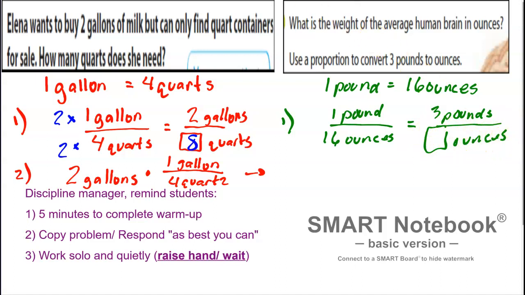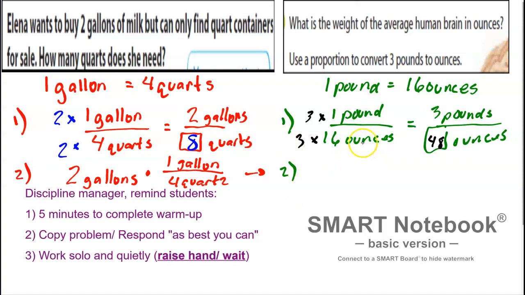For me to turn 1 pound into 3 pounds, I need to multiply by 3. So I'm going to do that down here as well, which gives me 48. Notice how this proportion method works for us. But let's try this other method. Pay attention; this could be your chance to really pick up on it.